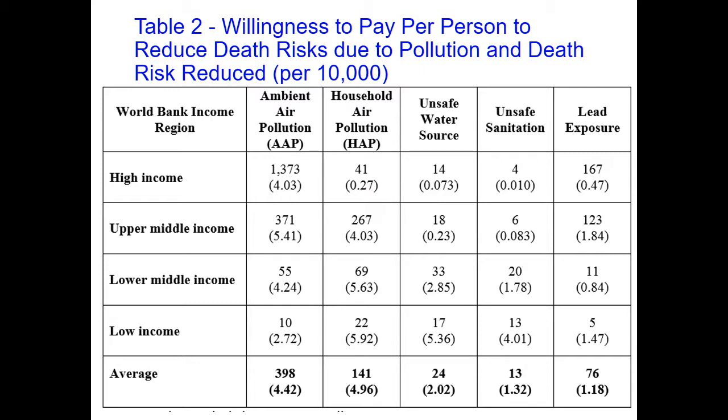If you take a look at something like under low income and unsafe water source, the $17, this is a per person number reflecting an estimated willingness to pay for reducing the risk of death due to unsafe water source from 5.36 in 10,000 to zero. So these are, let's just say, very rough and ready numbers. They are numbers that provide some, I would say, order of magnitude idea of what possible benefits might be from associated interventions.